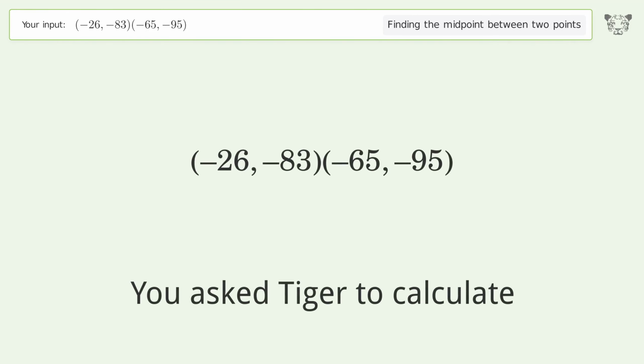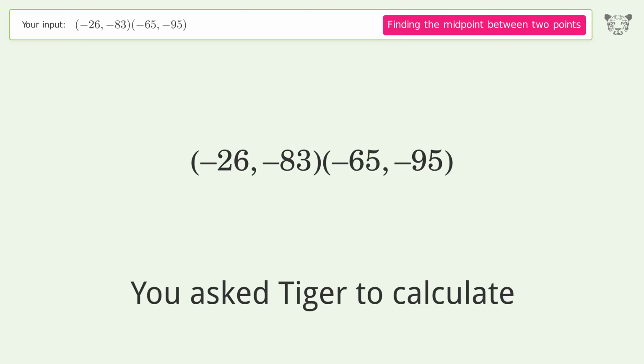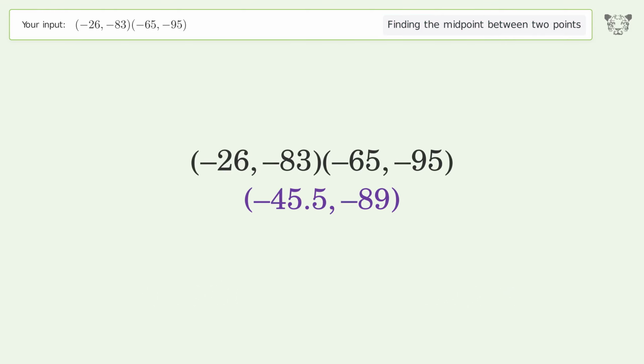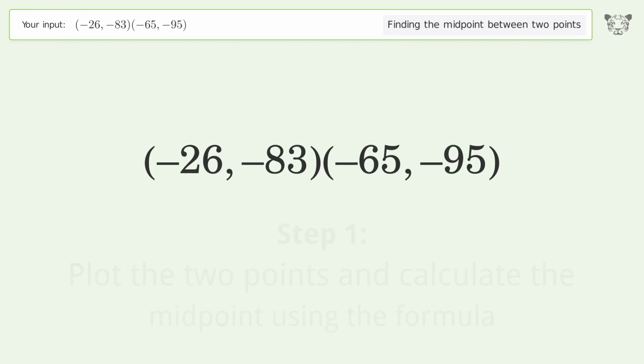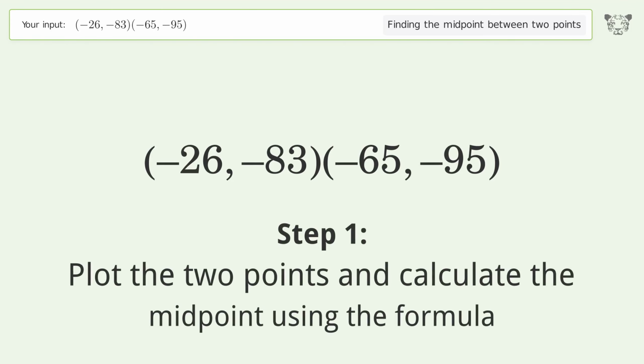You ask Tiger to calculate. This deals with finding the midpoint between 2 points. The midpoint between the 2 points is negative 45.5, negative 89. Let's solve it step by step. Plot the 2 points and calculate the midpoint using the formula.